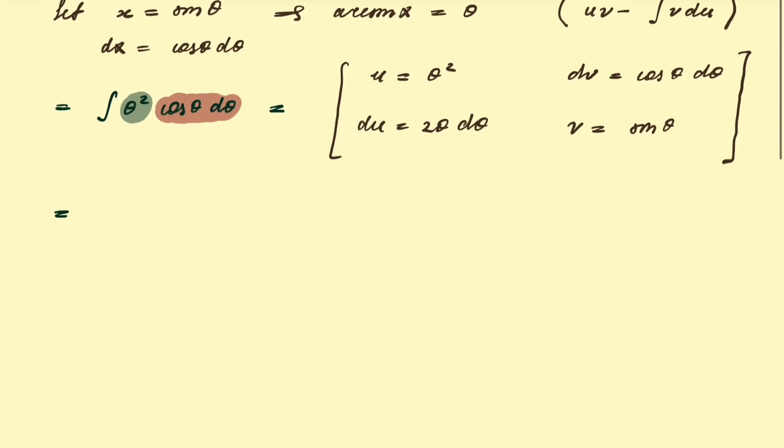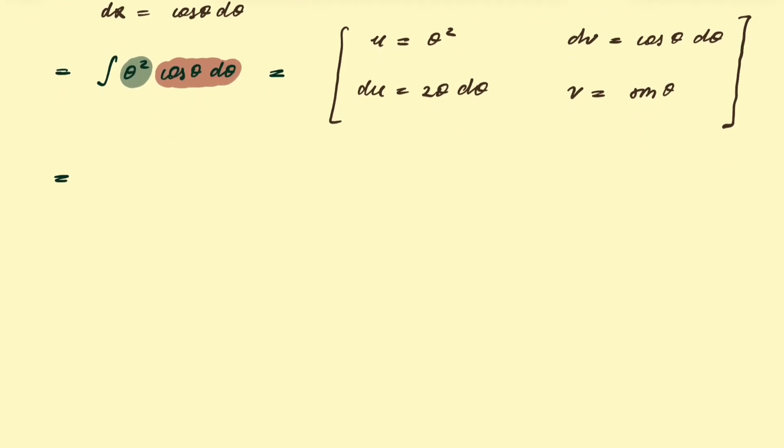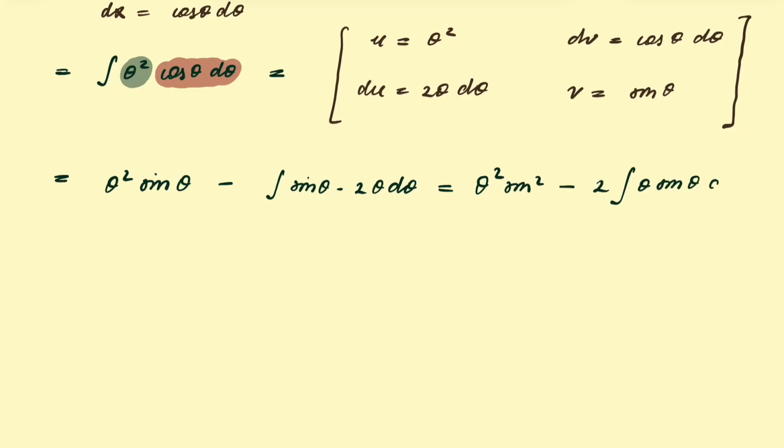Okay, having this in our hands, we write u times v is theta squared times sine of theta minus an integral of sine of theta times 2 times theta d theta. Now, writing this in a more neat way, we have just theta squared sine of theta minus 2 times an integral of theta times sine theta d theta.